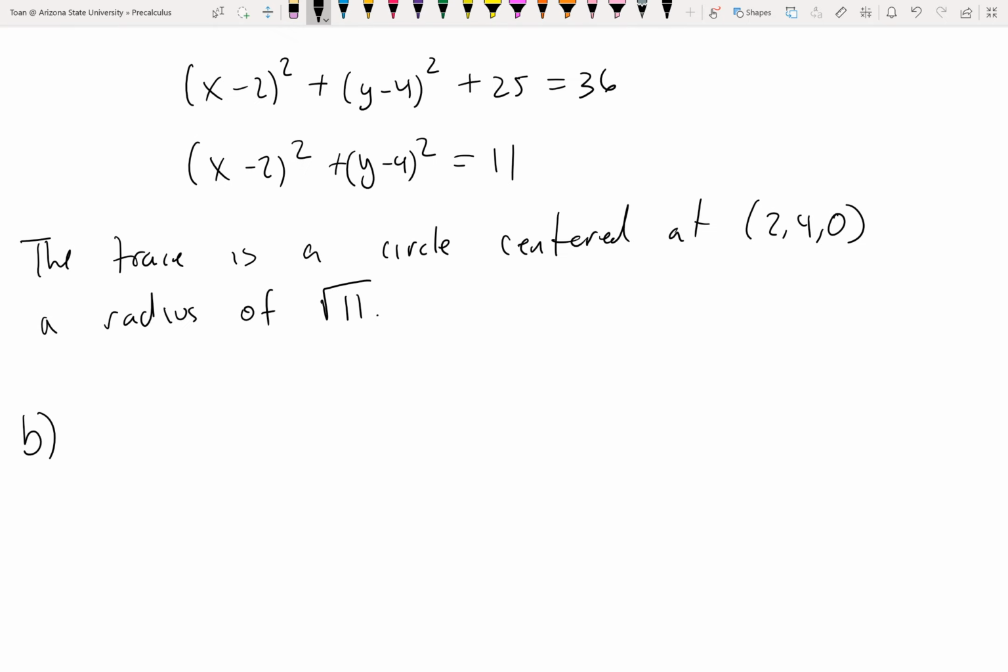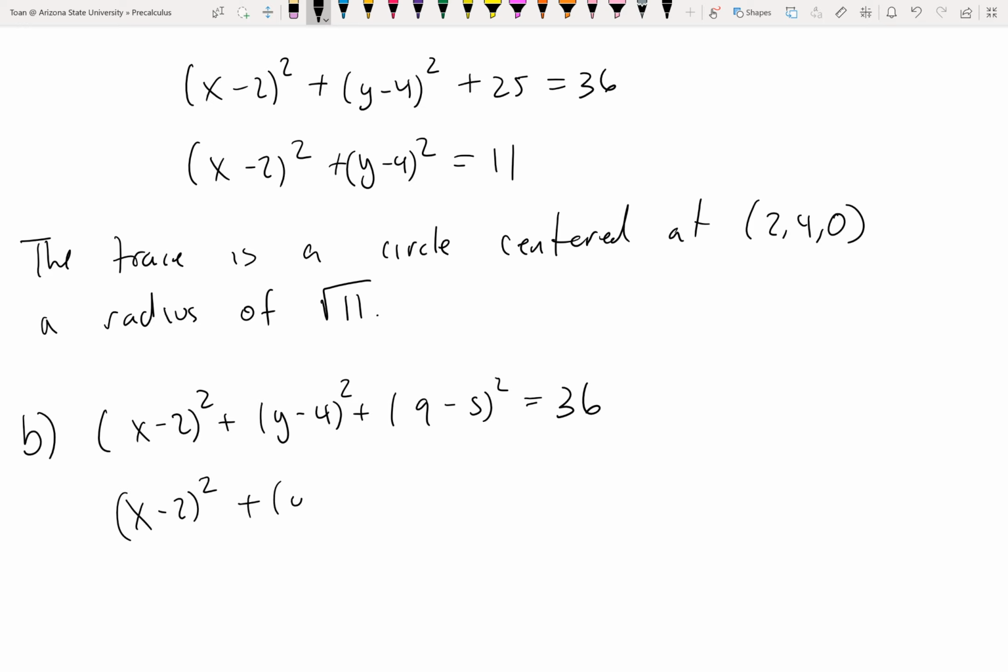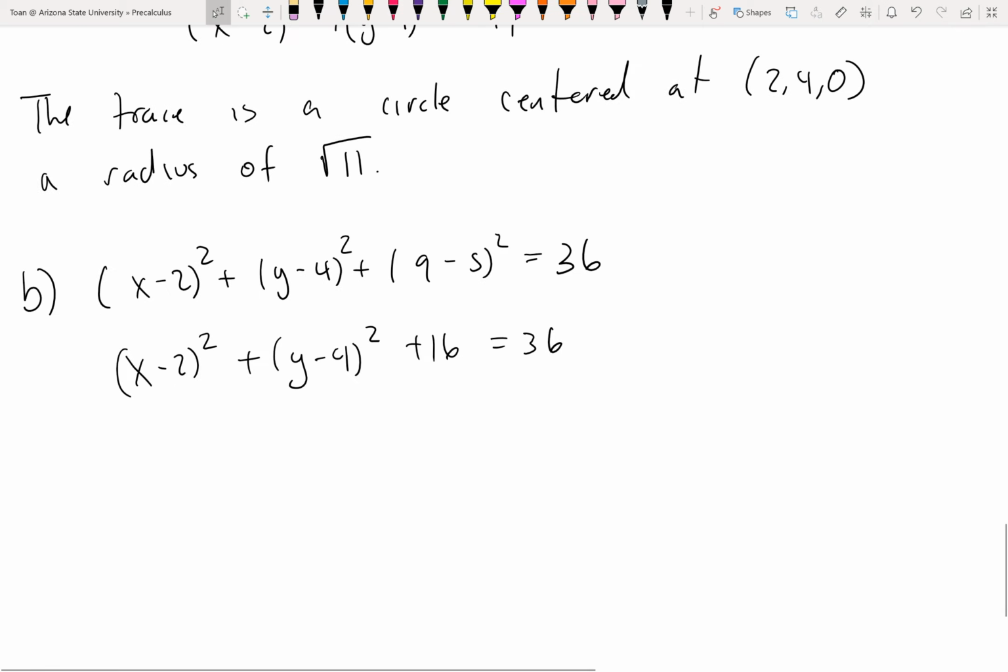So for part B, x minus 2 squared plus y minus 4 squared plus, plug in a 9 for the z. So that's x minus 2 squared, y minus 4 squared. So that is 9 minus 5 is 4, 4 squared is 16. And then that's going to give us a 20. x minus 2 squared plus y minus 4 squared equals 20.